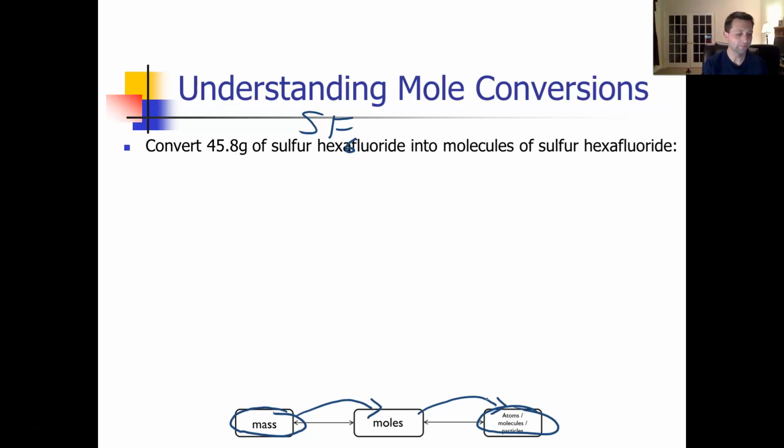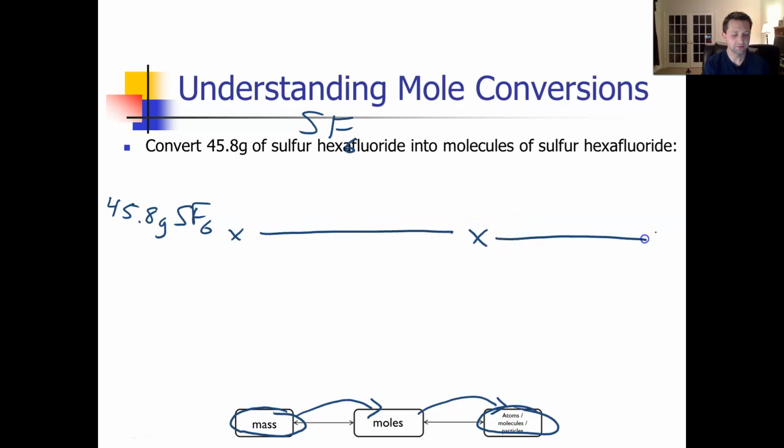I'll be good to go. So 45.8 grams of SF6, 2 steps to get my final answer. Okay, we want to go to moles first. That's our first step. So I want to cancel out grams of SF6. It should go where? On the bottom. So grams SF6. And I want to convert to moles first. So that goes on top.